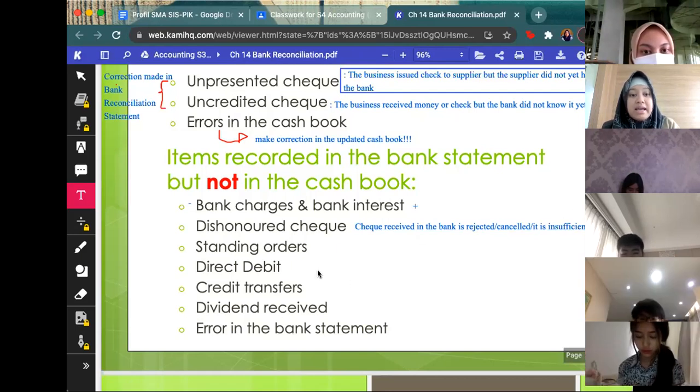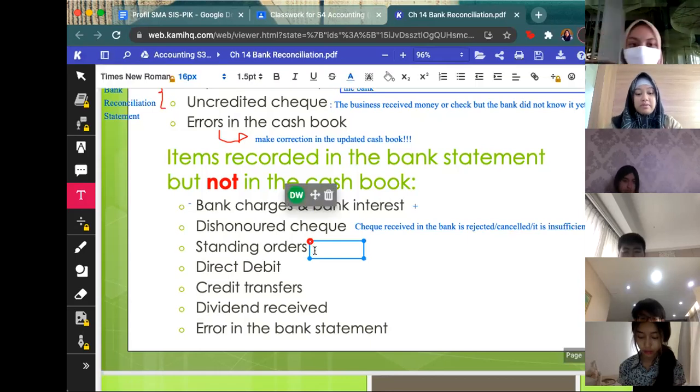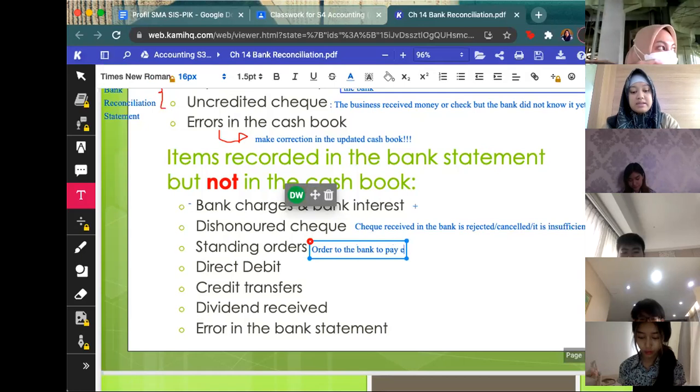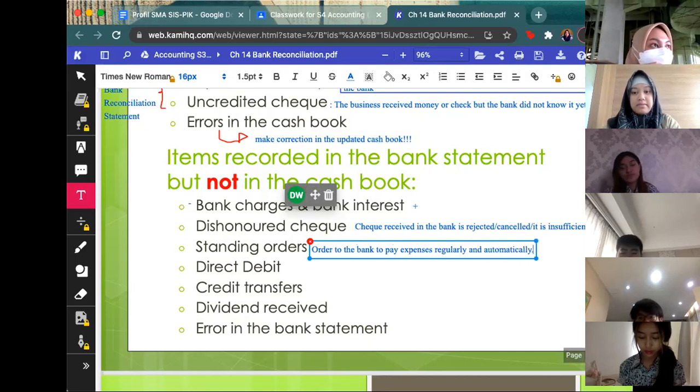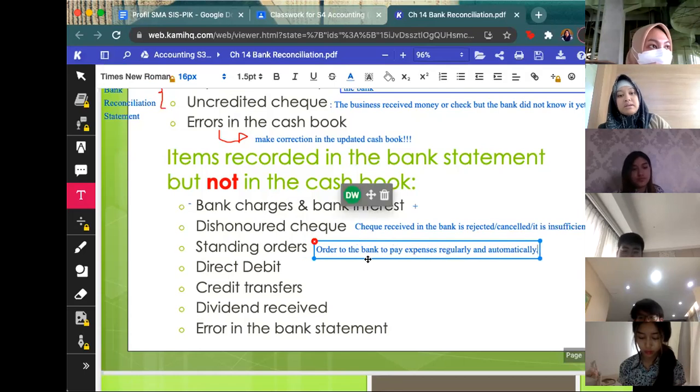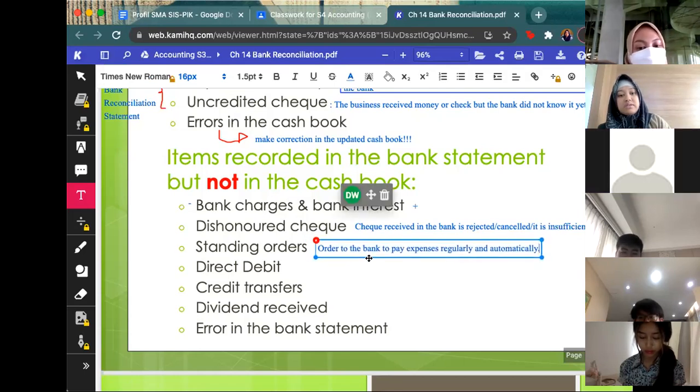Okay, continue. Next is standing orders. What is standing orders? Standing orders is when the business gives an order to the bank to pay an expense regularly and automatically. So that's the simple explanation that I can give you on standing orders.